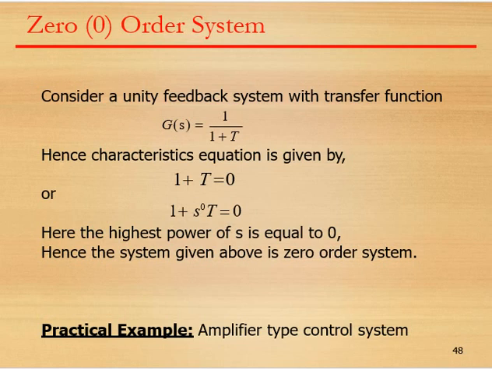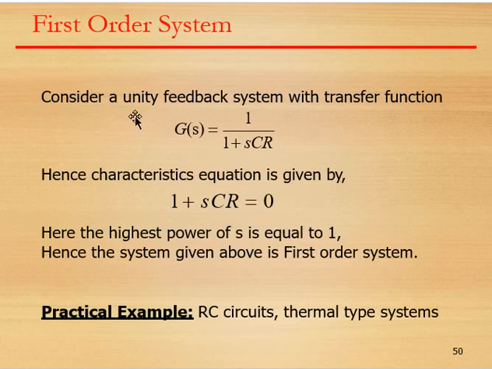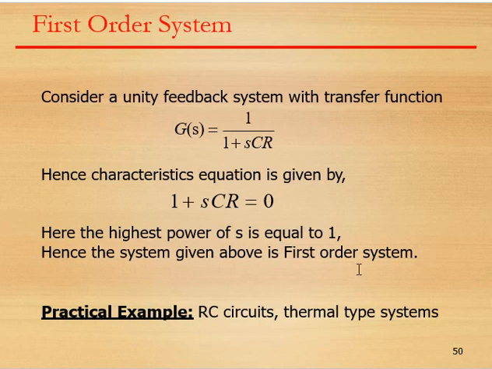Okay, so let us take next, that is first order system. If the highest power of the complex variable s present in a characteristics equation is 1, then the system is called a first order system. So again, if you see, this is a unity feedback system, and the transfer function is G(s) is equal to what? 1 upon 1 plus sCR. So the characteristics equation becomes 1 plus sCR is equal to 0. So hence the power of s present in the denominator is equal to 1. So this is a first order system, and practical examples are RC circuits, thermal type systems.